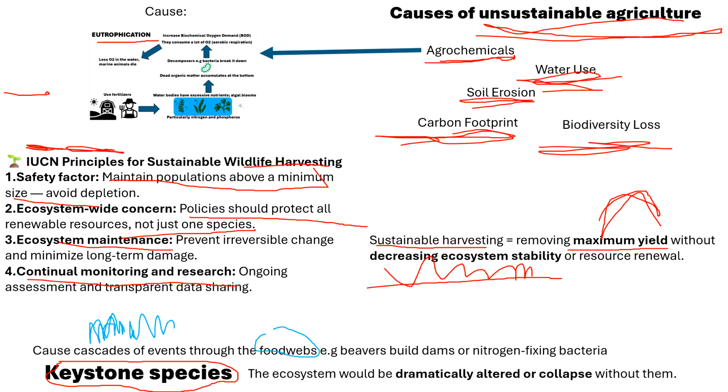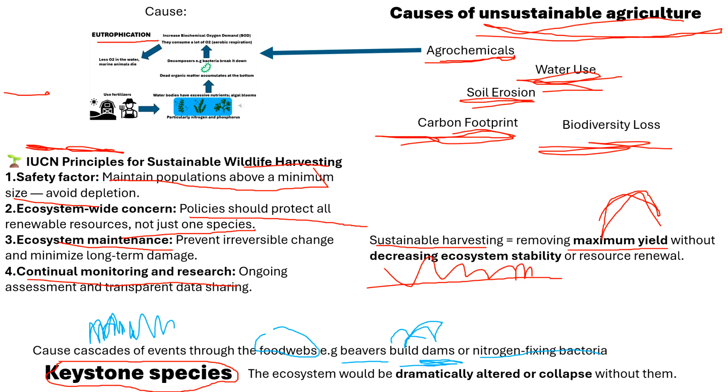So for example, a keystone species in the river could be the beaver because the beaver builds dams. And these dams are where a lot of other species can live. It creates a whole new ecosystem. So without the beavers, as an example, this ecosystem wouldn't even exist. It would collapse. Or nitrogen fixing bacteria.